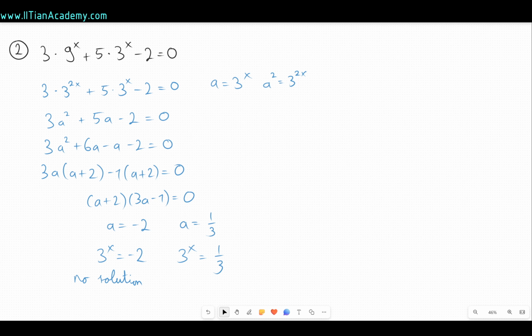And the second one, well, that is going to be a solution. 1 over 3 is just 3 to the minus 1. And we can obviously see that x has to be minus 1 for the left and the right side to be equal. So the answer is minus 1.